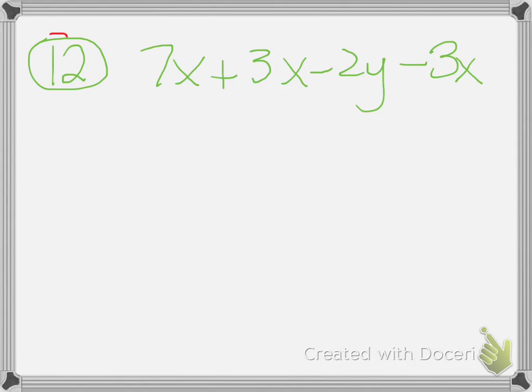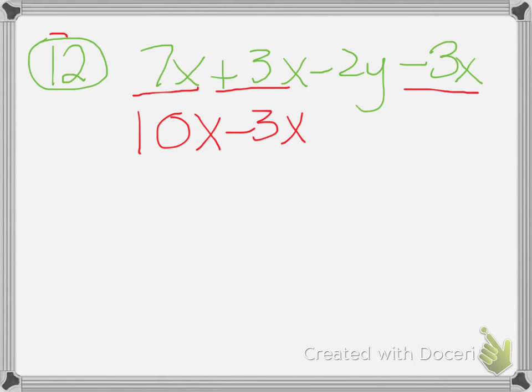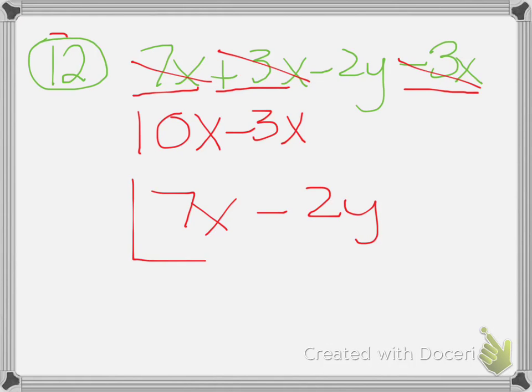Okay, so this is number 12, and we are supposed to be combining our like terms, so simplifying to combine like terms. And so what I'm looking for is variables that are the same. So I have 7x, positive 3x, and negative 3x. So I'm going to say 7x plus 3x is 10x, and then 10x minus 3x is back to 7x. So that combined those two, and then that one. And then if I just put the minus 2y down, I can't do anything else with that. So that is the answer for number 12.